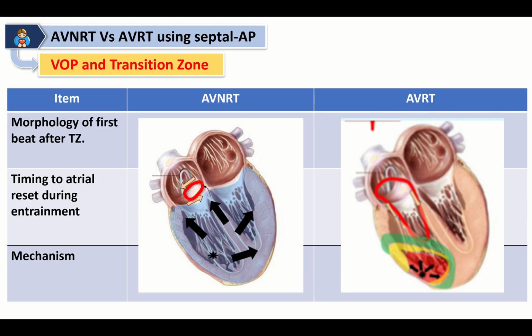Number two, what about the morphology of the QRS complex during AVRT? We can appreciate fusion of ventricular activation between the re-entry, the antegrade impulse coming from the re-entry, and the retrograde impulse coming from the pacing. So we have evidence of fusion between the tachycardia and the pacing. That's why it is a fused morphology, not a paced morphology. In AVNRT it's a different story. It's a paced morphology, and the timing to atrial resetting is very late.